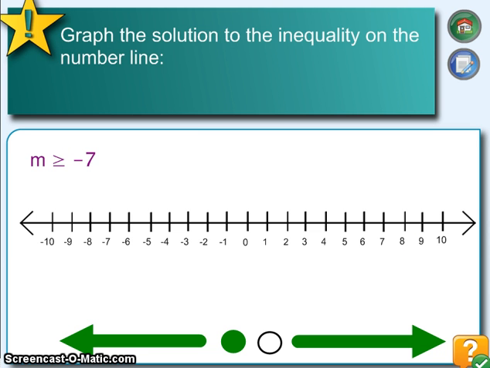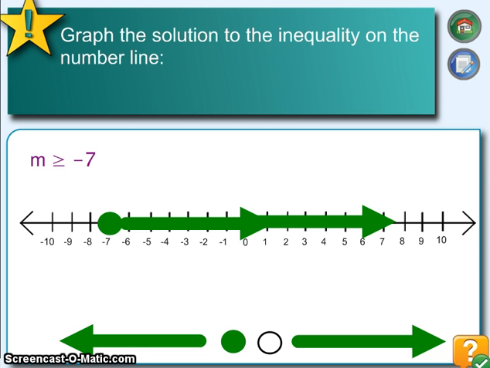Let's try another. M is greater than or equal to -7. First thing you should notice is the equal to included with your inequality. That definitely means solid circle on your -7. And in this case, the variable's coming first, so my inequality arrow is pointing to the right for greater than. So the numbers that are greater all move to the right. So we're going to shade everything to the right, including our arrow pointing that it would continue on if our number line were longer.